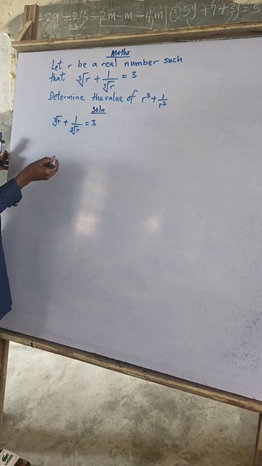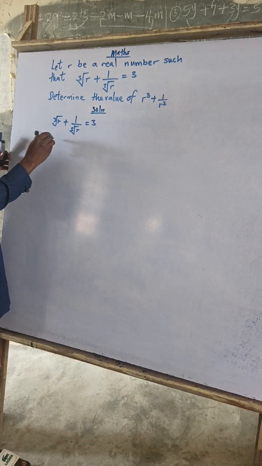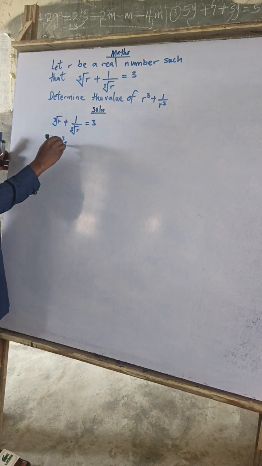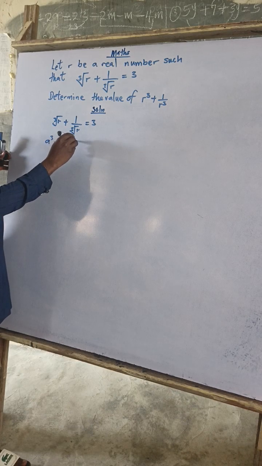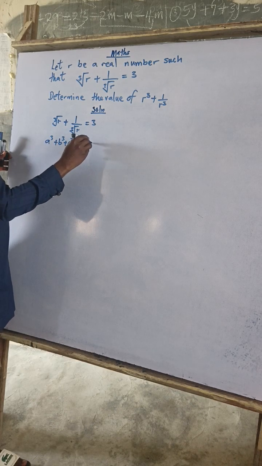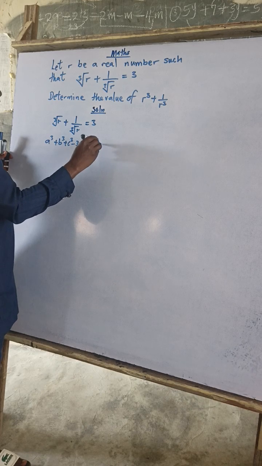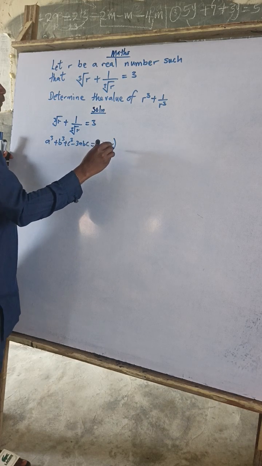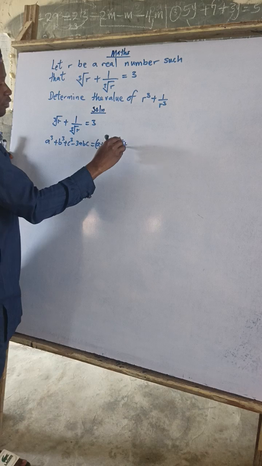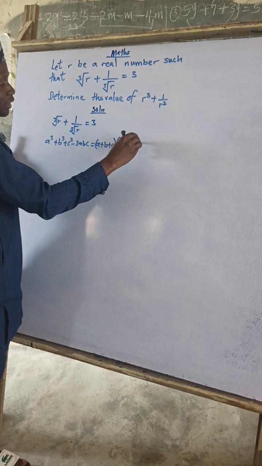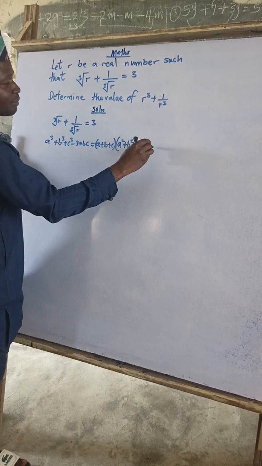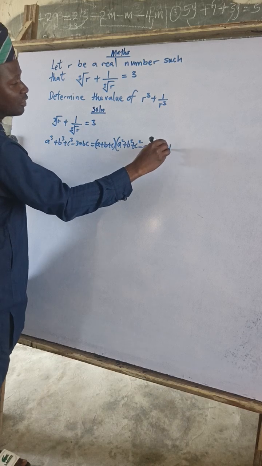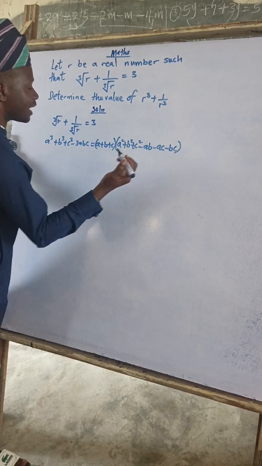Then the identity we are going to make use of is A cube plus B cube plus C cube minus 3ABC equals A into bracket A plus B plus C, then open bracket A square plus B square plus C square minus AB minus AC minus BC. We are going to make use of this identity.